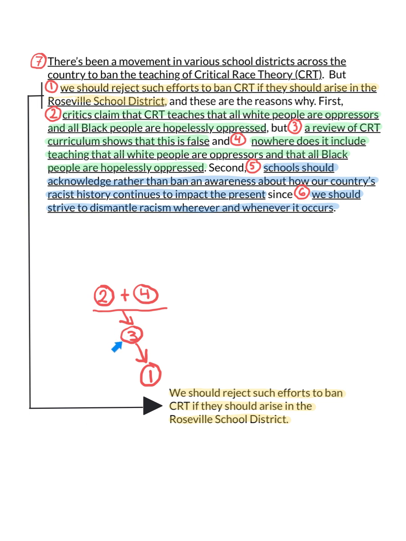3 is the intermediate conclusion. It says the critics are wrong about CRT. And we can test this using the because test. So the critics are wrong about CRT, that's claim 3, because they claim it teaches something and that curriculum doesn't actually include what they say it does. So that is the structure of that sub-argument supporting the overall conclusion that we should reject efforts to ban CRT if they should arise in the Roseville School District.